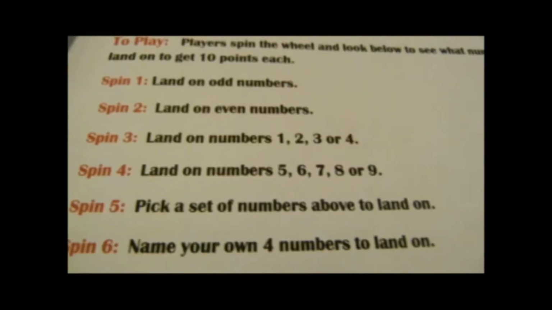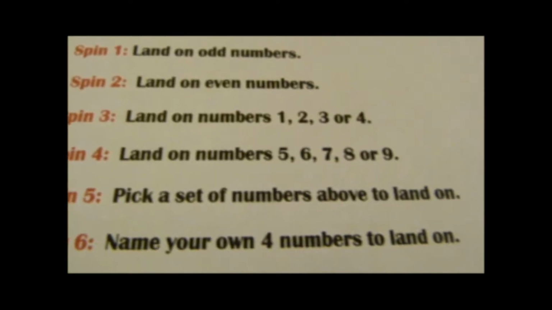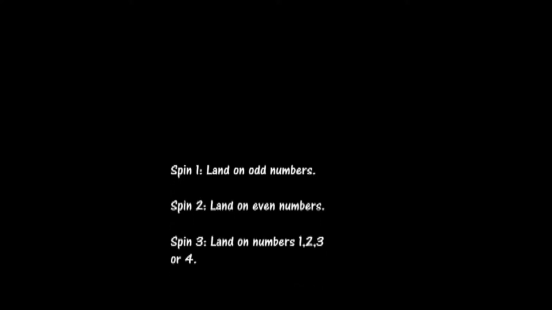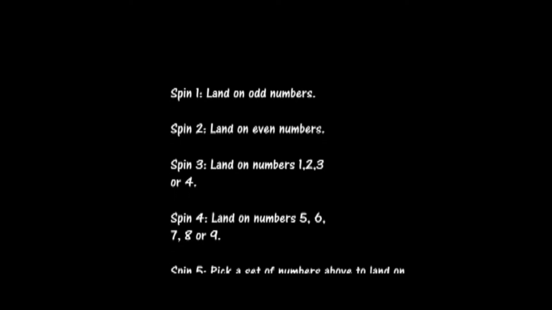To play, players spin the wheel and look below to see what numbers you will need to land on to get 10 points each. If a player spins 1, land on odd numbers. Spin 2, land on even numbers. Spin 3, land on numbers 1, 2, 3, or 4.